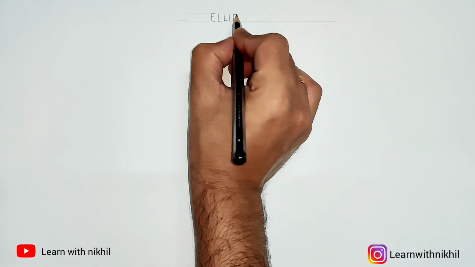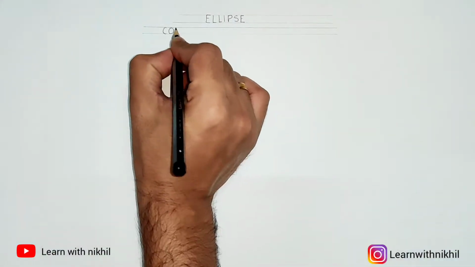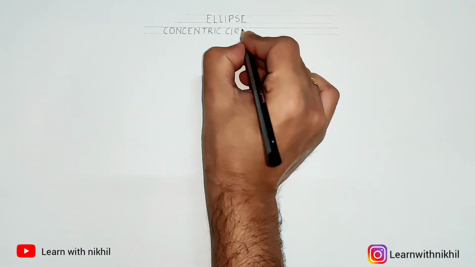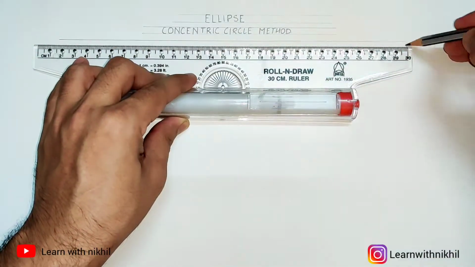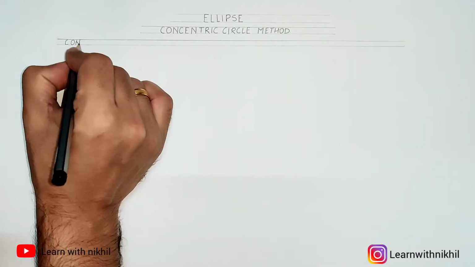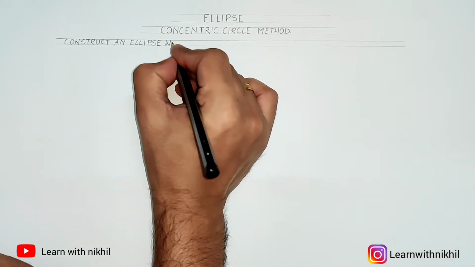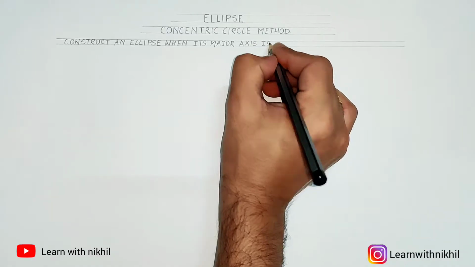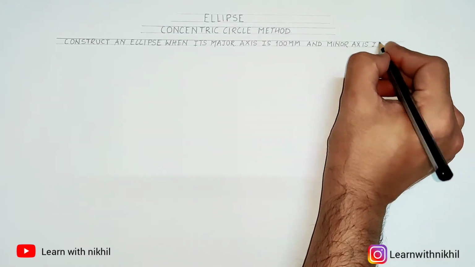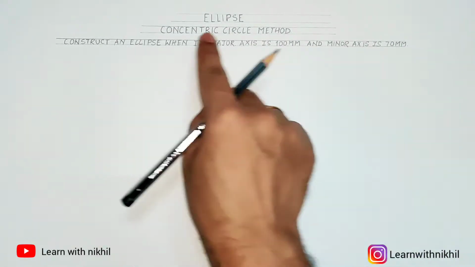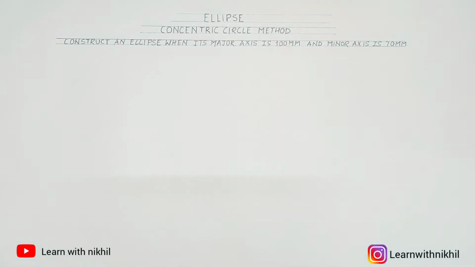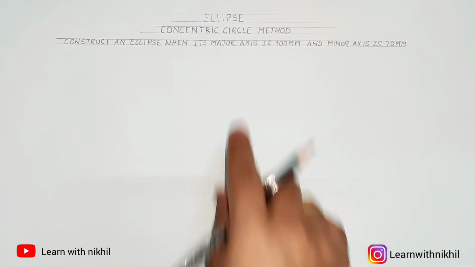In the previous lecture we have drawn ellipse by using arc of circle method and directrix focus method. In this lecture we are going to draw ellipse using concentric circle method. So here we have given a question where we have to draw an ellipse when its major axis is 100 mm and minor axis is 70 mm.